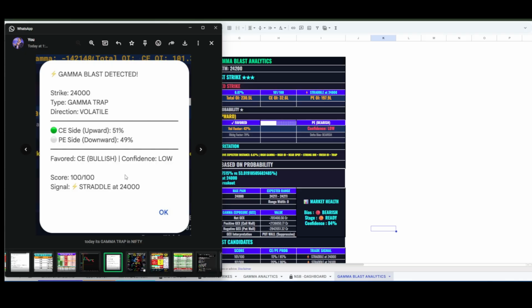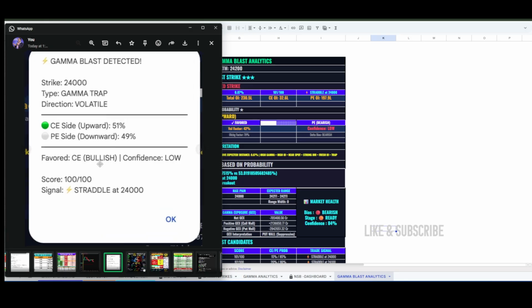Usually when a gamma blast happens, before that we see one-sided movement, maybe more than 55-60% upward, either on the C side or P side. But the percentage is very narrow. If you look at it, it is like 51 to 49. So this has made today's trades very difficult and tough, because there was no blast today.